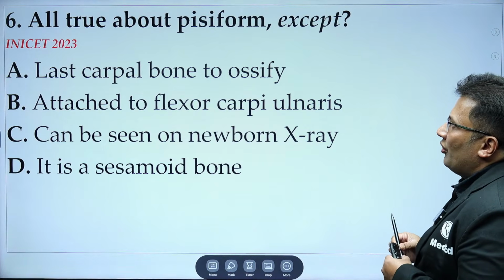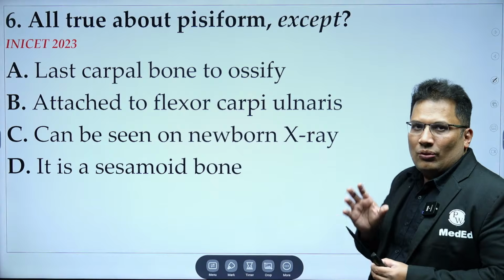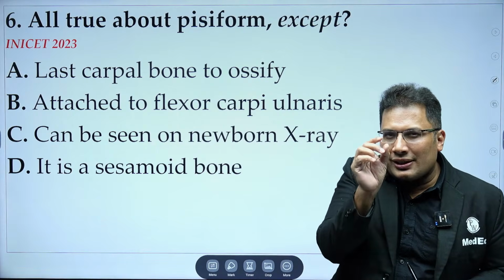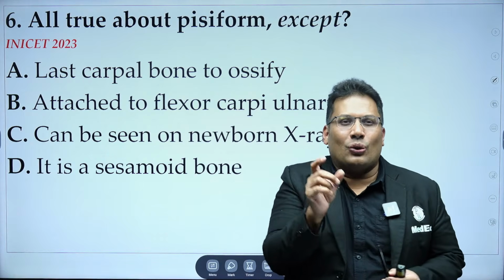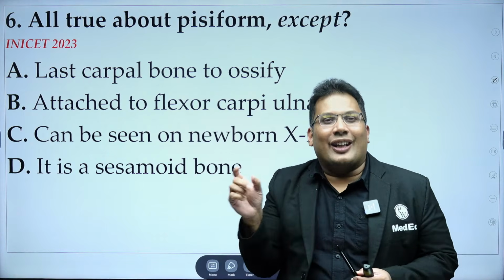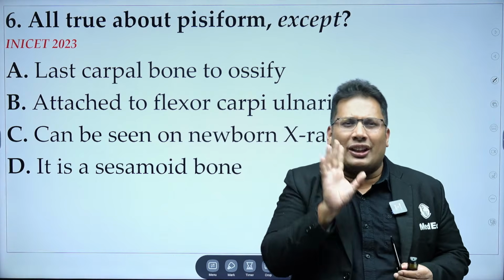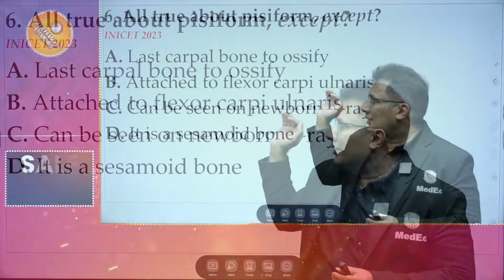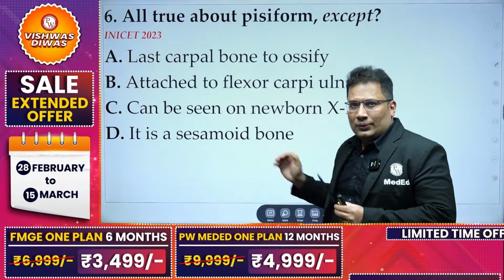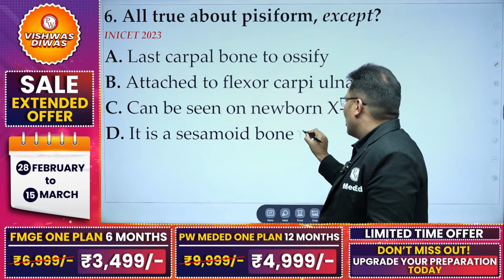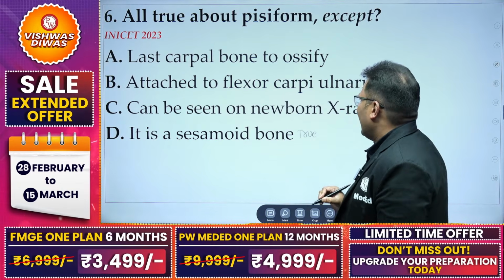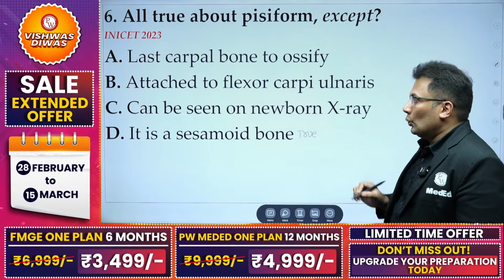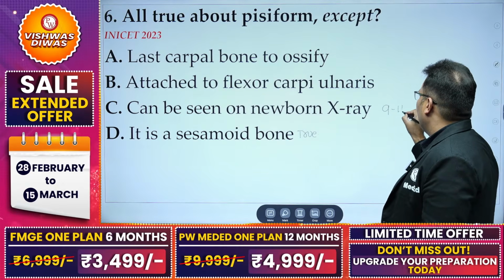All are true about pisiform except. Now, one question about ossification centers. Pisiform is the smallest carpal bone, pea-shaped. Last to ossify. True about this: it's a sesamoid bone. True. Can be seen on newborn X-ray? No. It is normally seen at 9 to 11 years.